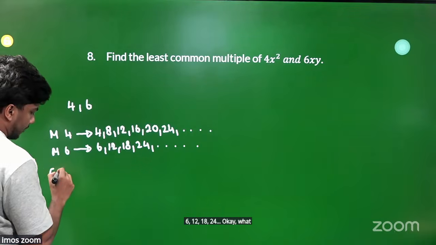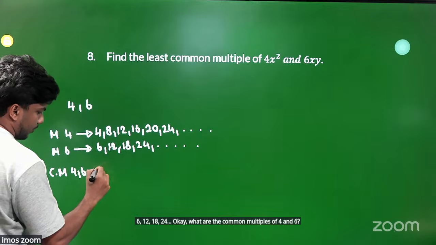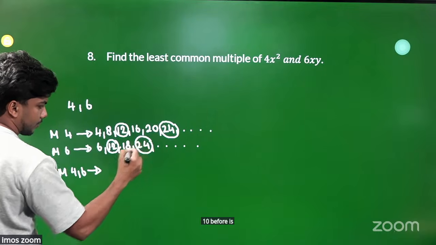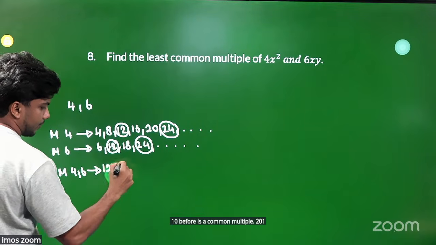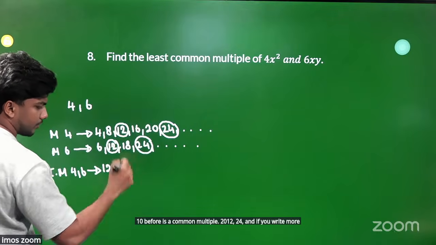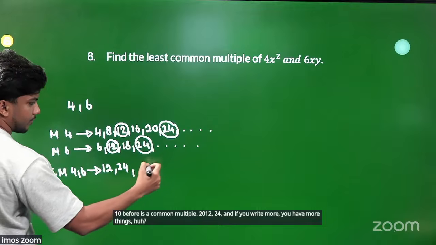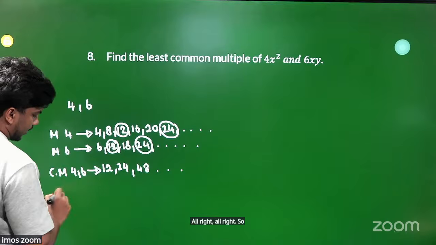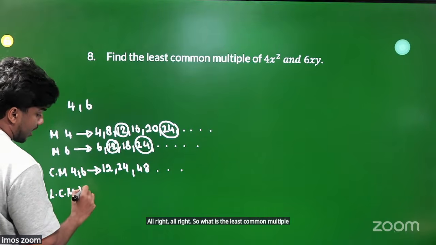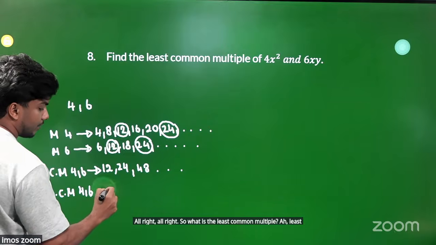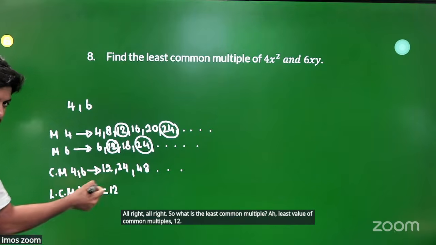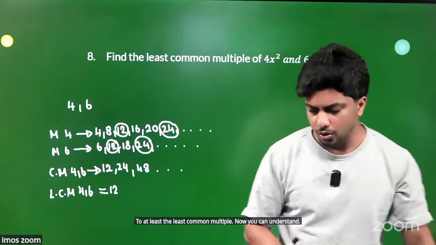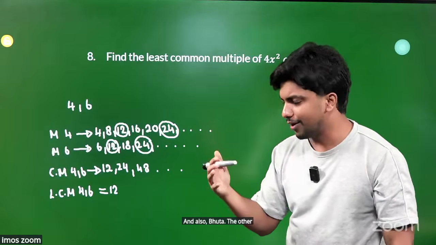What are the common multiples of 4 and 6? Here you can see 12 is a common multiple. 24 is a common multiple. If you write more, you have more, like 48. So what is the least common multiple? The least value of the common multiples, 12. 12 is the least common multiple. Now you can understand. And also, the other general meaning: what do you mean by factor?